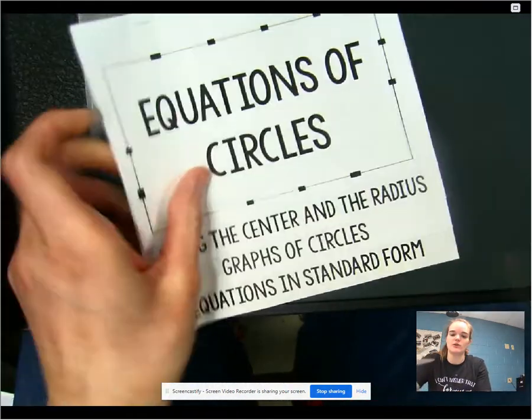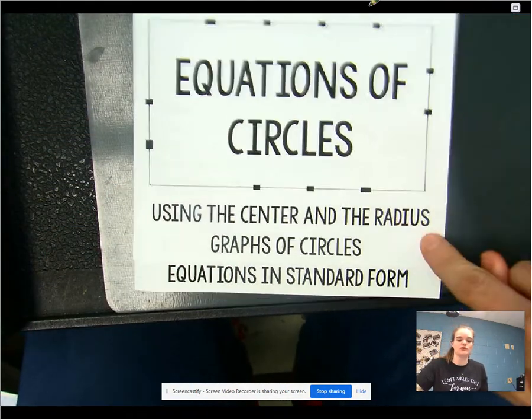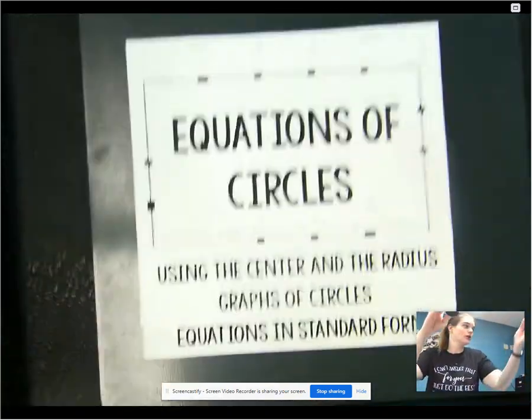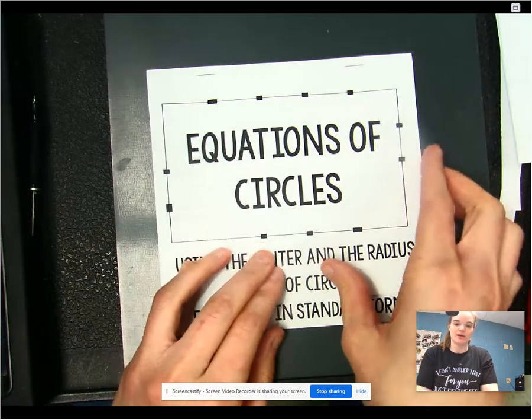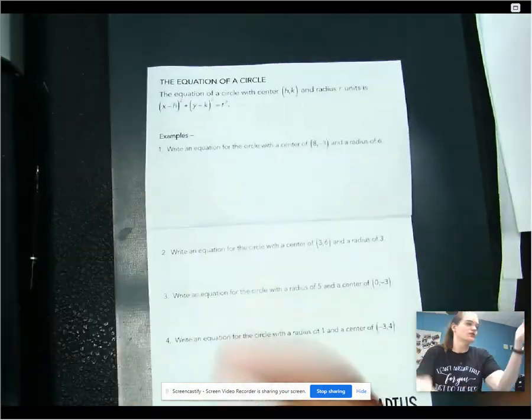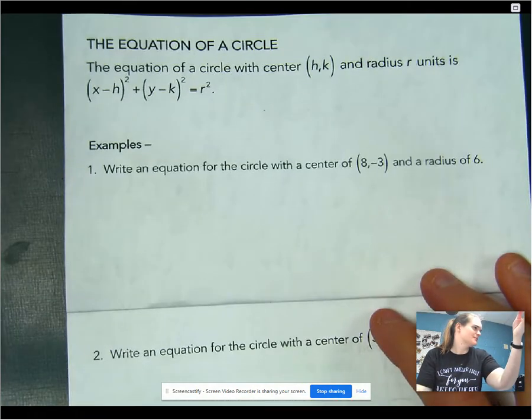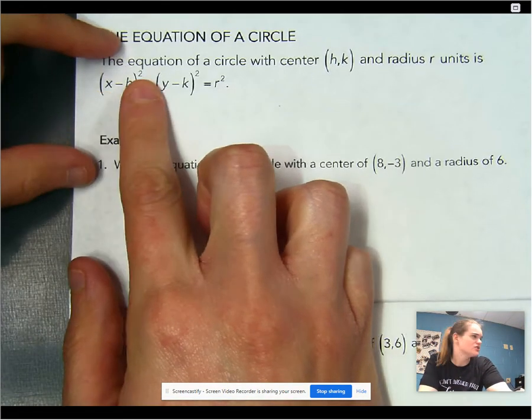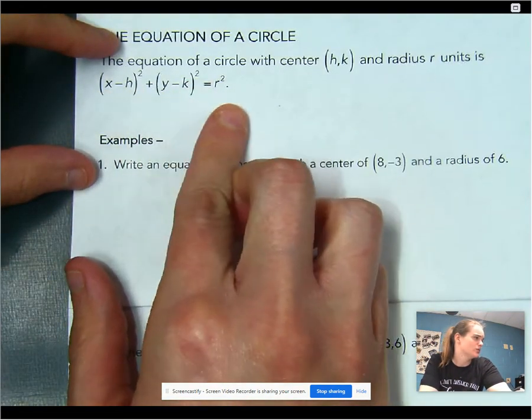Okay. We're going to talk about equations of circles today. We're going to do using the center and radius and the graphs of circles today. We'll do the rest of it later tomorrow. Okay, so let's talk about an equation of a circle. The equation of a circle with center h comma k, which is the x and y, and radius r units is written as x minus h squared plus y minus k squared equals r squared.